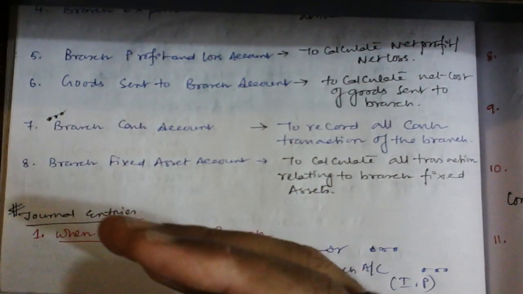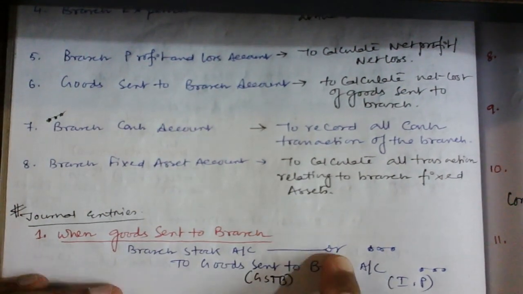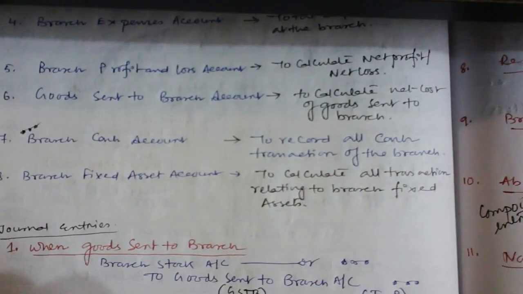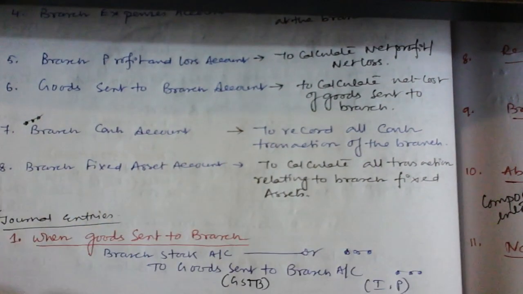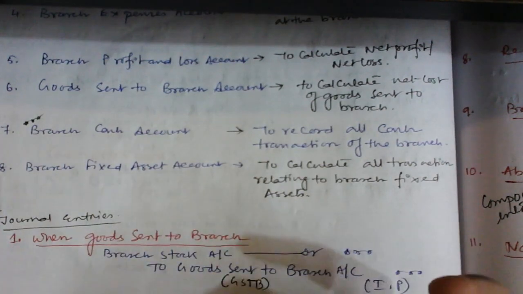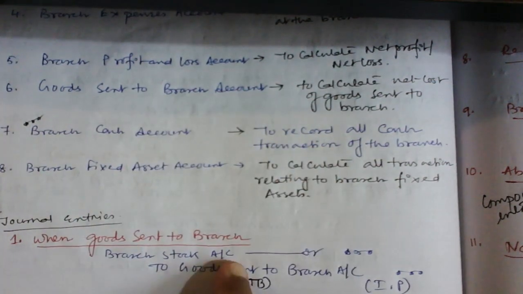If stock increases, then the stock will be debited because the asset is increasing, so branch stock is debited to goods sent to branch. Goods sent to branch is the GSTB. It means when goods are sent to the branch, it is nothing but a sale to the HO. Think of it another way: when stock is sent to another one, then definitely the account in which the stock is sent should be increased, that is, branch stock increases.